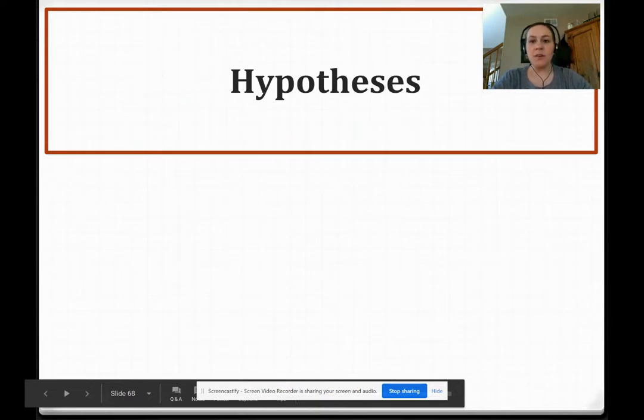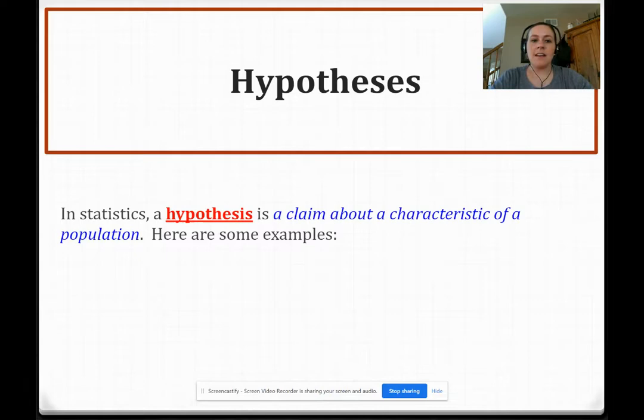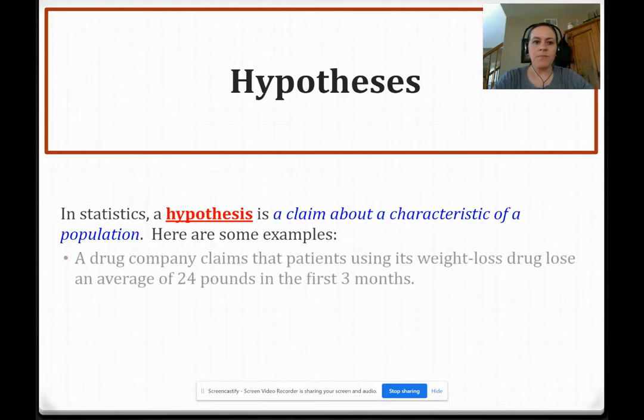All right, so that brings us to our last topic, which is hypotheses. In statistics, a hypothesis is a claim about a characteristic about a population. Here are some examples. A drug company claims that patients using its weight loss drug lose an average of 24 pounds in the first 3 months. That's a claim. We don't know if it's true or not, but it's a claim by the company.